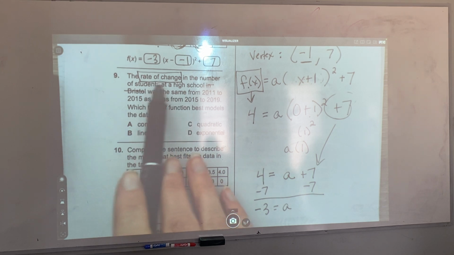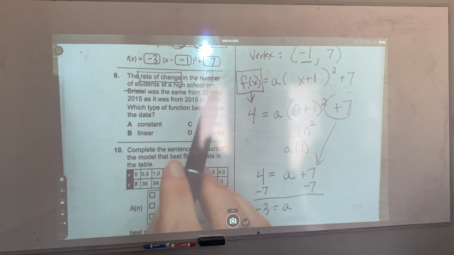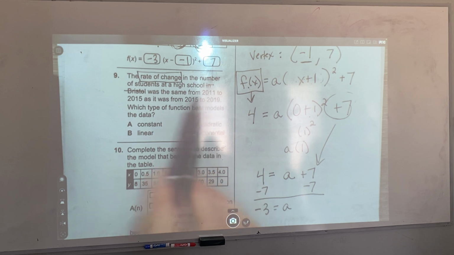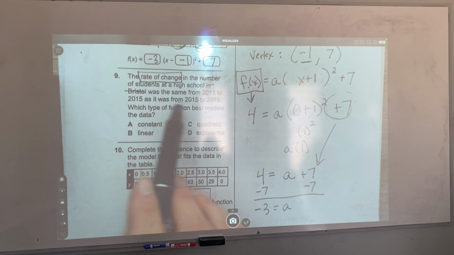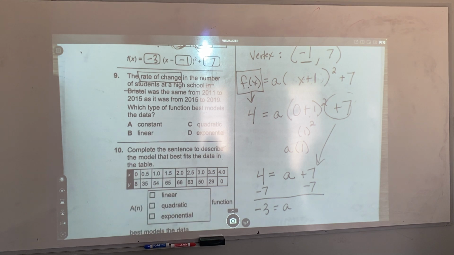So if they say that the rate of change, the number of students per year or per month or whatever it is, is the same from 2011 to 2015 as it was from 2015 to 2019, what does that say about what this function might look like on a graph? One straight continuous line. Yes, it's a straight and continuous line.